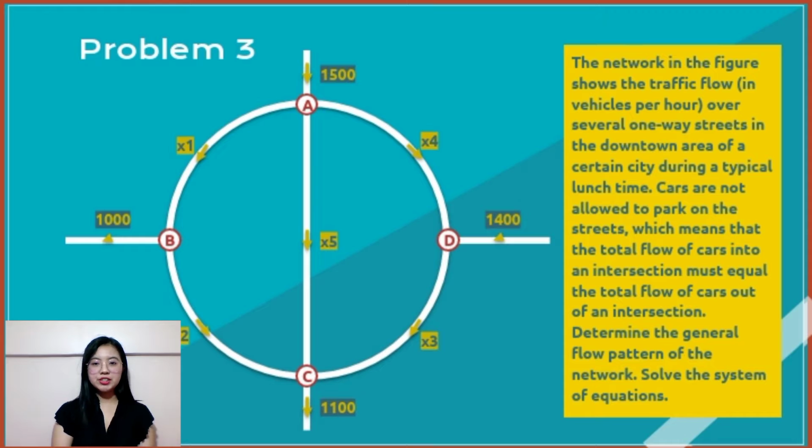This is the illustration, and it says here that the network in the figure shows the traffic flow in vehicles per hour over several one-way streets in the downtown area of a certain city during a typical lunchtime. Cars are not allowed to park on the streets, which means that the total flow of cars into an intersection must equal the total flow of cars out of an intersection. Determine the general flow pattern of the network. Solve the system of equations.